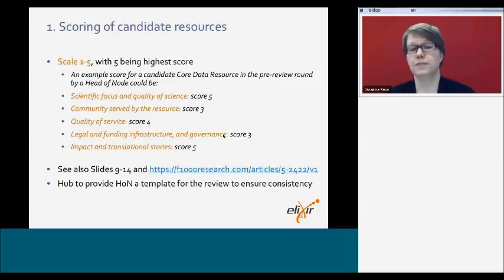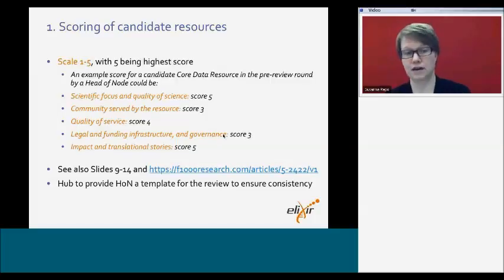Each submitted case study document will undergo a review by all heads of nodes before the meeting we have in February. In this pre-review, each head of node is asked to consider the 5 indicator categories that Christine just presented. We will ask the heads of nodes to score in each of these categories with a scale of 1 to 5, 5 being the highest score. Here on this slide, we have an example. For some candidate core data resource, there could be a score of 5 in the first indicator category, a score of 3 in the next one, and so on.